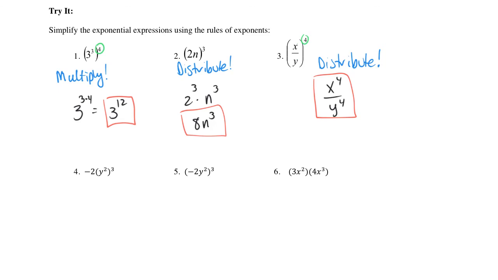All right, try this next couple ones. Pause the video, see how you do.